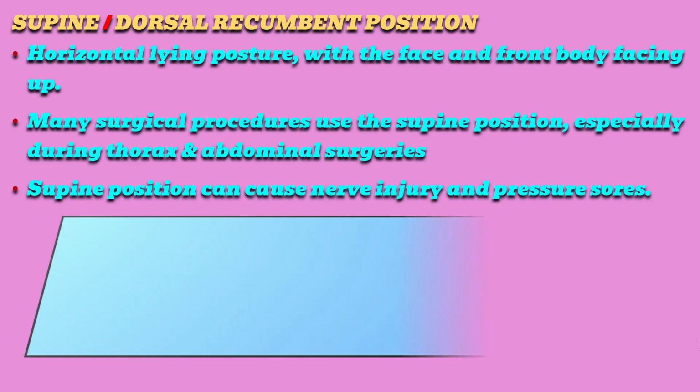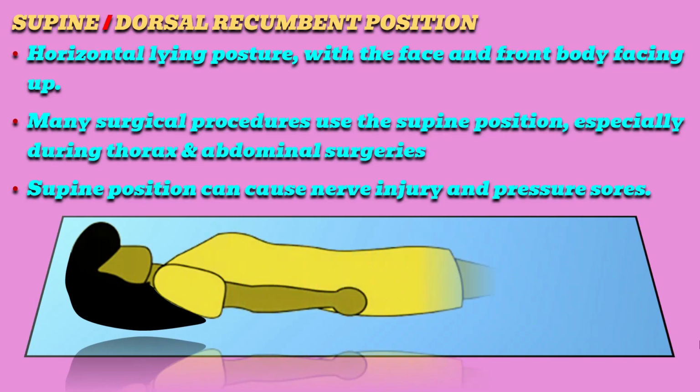What is the supine position of the human body? It is also called dorsal recumbent position. Supine position is a horizontal lying posture, with the face and front of the body facing upwards. Many surgical procedures use the supine position, especially during thorax and abdominal surgeries. Prolonged supine position can cause nerve injury and pressure sores.